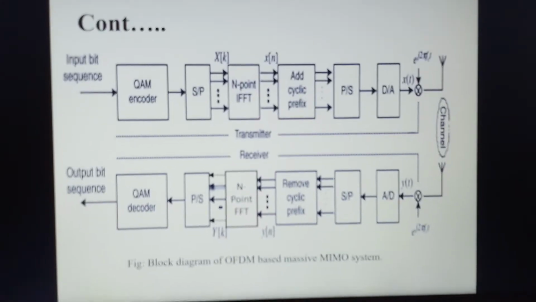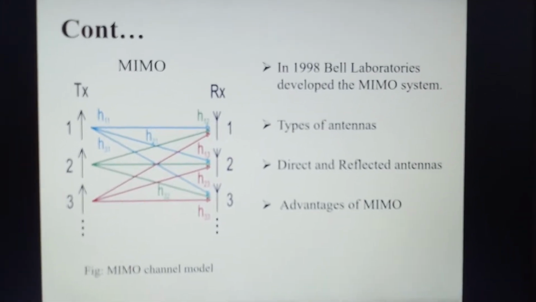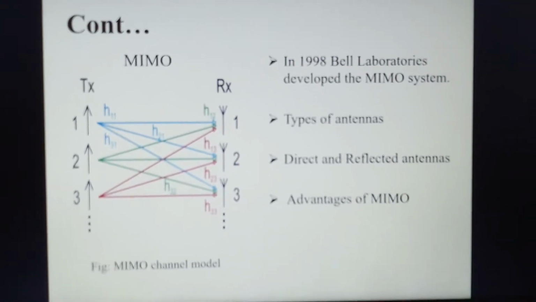Next, MIMO. In 1998, Bell Laboratories introduced these MIMO systems. Here we are using two types of antennas, direct and reflected antennas.